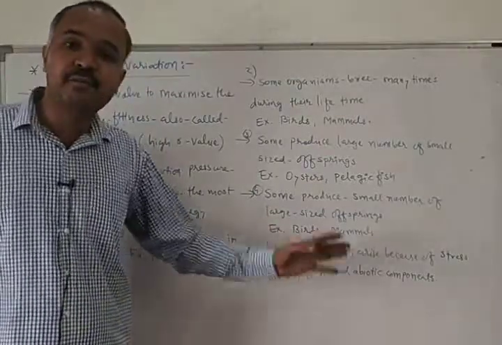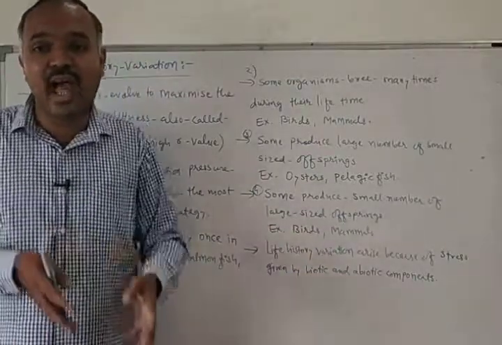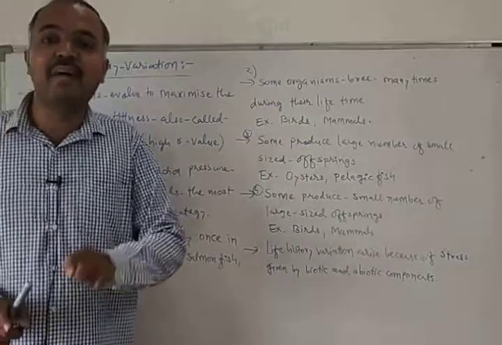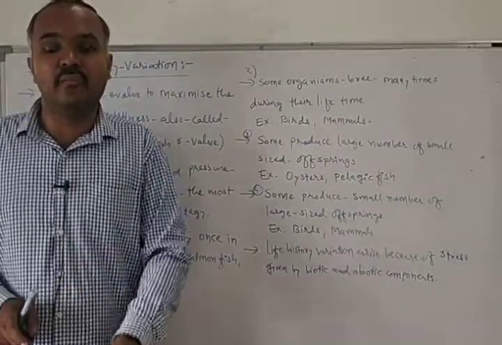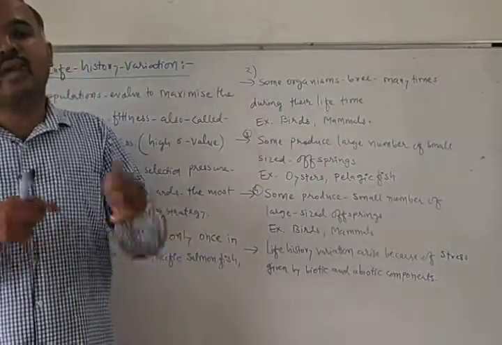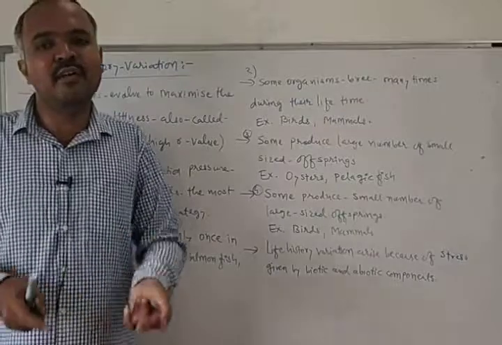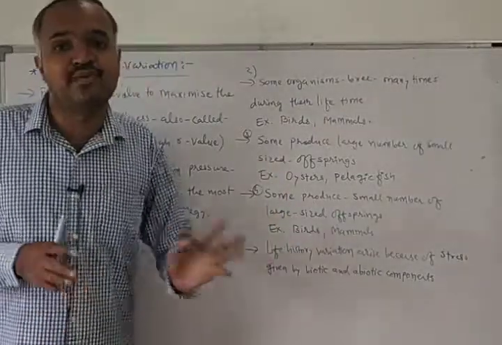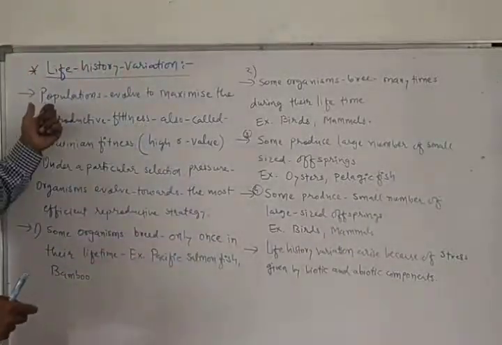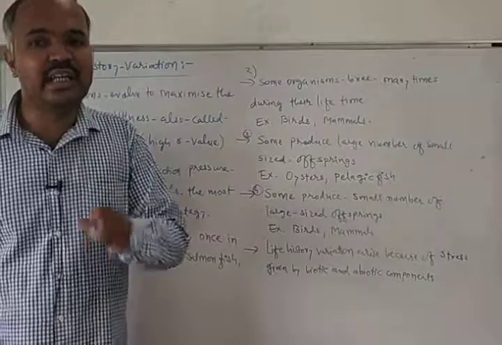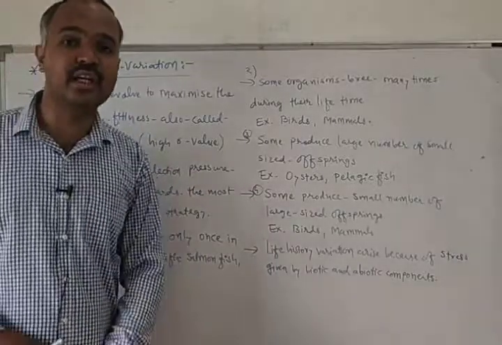This type of life history variation or life history trait arises because of the stress given by abiotic and biotic factors. All organisms feel stress from abiotic and biotic factors, and because of that stress they develop particular life history traits. So this is all about life history variation. In the next slide we will talk about population interaction. So let's learn population interaction.